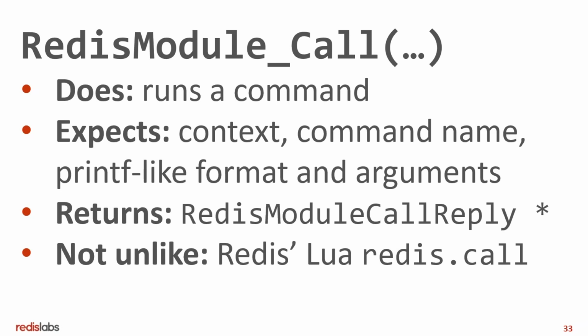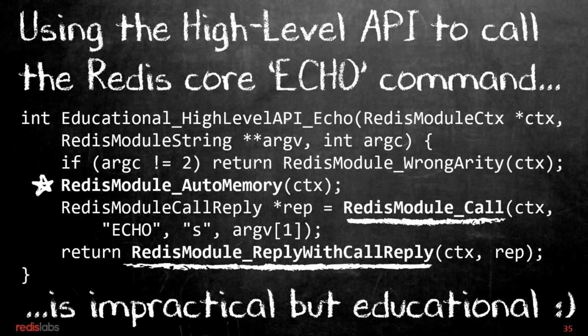So let's see how that works by using a new example, or rather the same example that I showed you earlier, the echo command, only now it's going to use the high-level API. I want to stress that this example is highly unrealistic. It doesn't make sense to implement a module in this way, but it is educational because it shows you how to use the high-level API. So everything stays the same inside the new echo command, the educational high-level API echo command. We still check the arguments, but there are a couple of changes. Here are the changes.